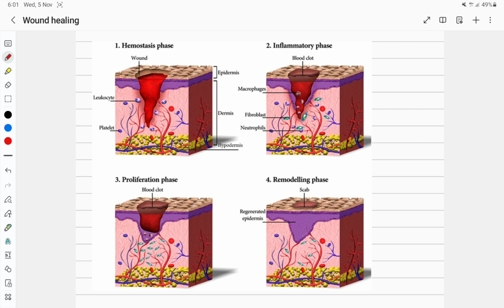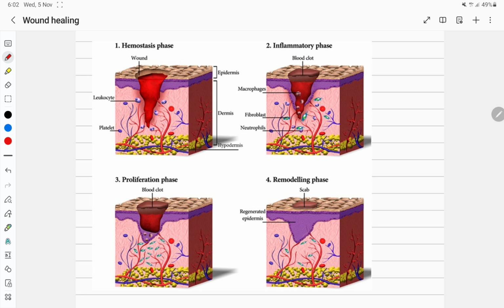In this video I will discuss normal wound healing in the skin. There are 4 stages of wound healing. The first phase is hemostasis, the second phase is the inflammatory phase, the third phase is the proliferation phase, and the fourth phase is the remodeling phase. As you can see here, there are 4 phases of wound healing. First, we will talk about the hemostasis phase.